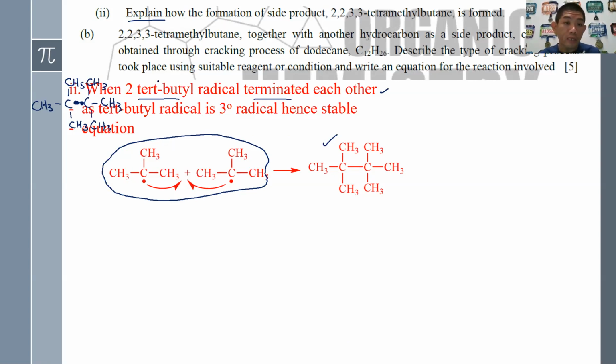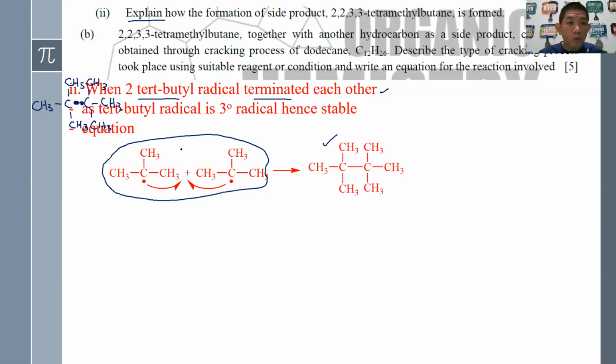Sir, is mentioning the tert-butyl radical important? No, not important. That's why I said you can draw to represent these steps, because you are trying to explain how the side product is formed. So if you don't know how to name this radical, tert-butyl radical, then just leave it. As long as you have the diagram, it shouldn't be much of a problem.